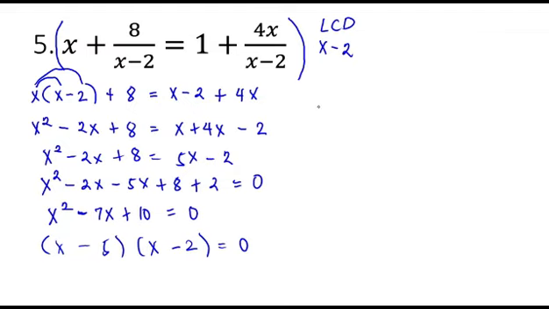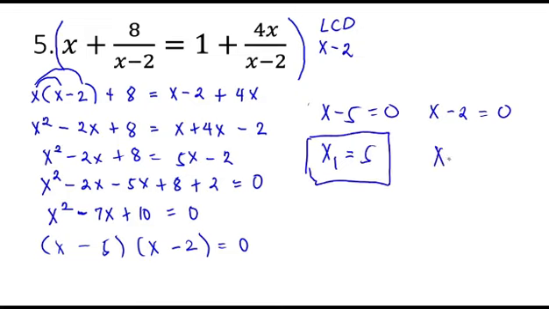So, pag okay na yung factors, zero product property tayo. Solve them separately now. X minus 5 equal to 0 and X minus 2 equal to 0. So, get X sub 1. Lipat ang negative 5, magiging positive 5. So, that is the first solution. And then, X sub 2, lipat ang negative 2, magiging positive 2. So, this is the other solution. So, therefore, the solution of the given rational equation, x plus 8 over x minus 2 equal to 1 plus 4x over x minus 2 are positive 5 and positive 2.